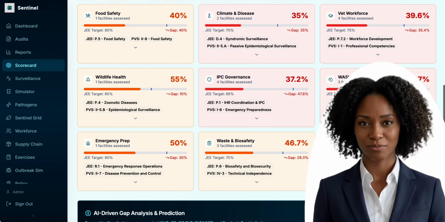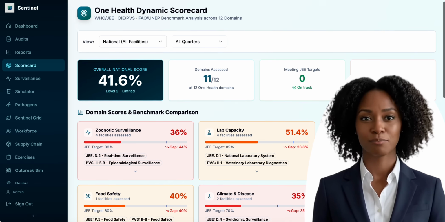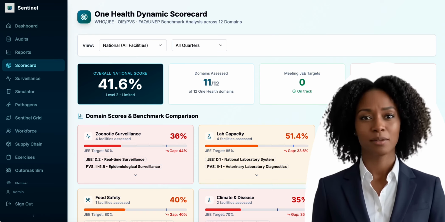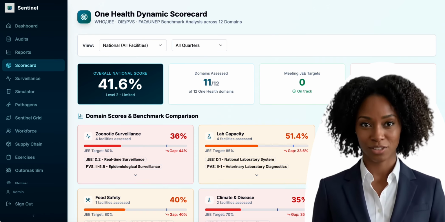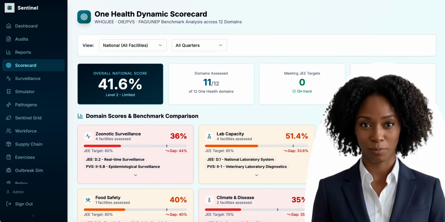Practical application for learners and auditors. When you navigate to the scorecard link and observe the message "Calculating Scorecard across 12 domains," the platform is performing the following actions: retrieving the latest Joint External Evaluation Standards, PVS, and FAO UNEP benchmarks entered by you or your country. Aligning each indicator to one of the 12 domains.